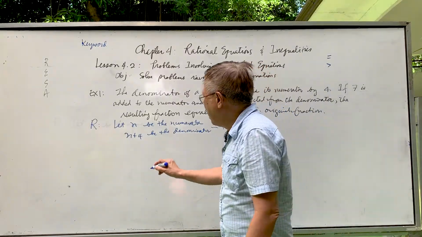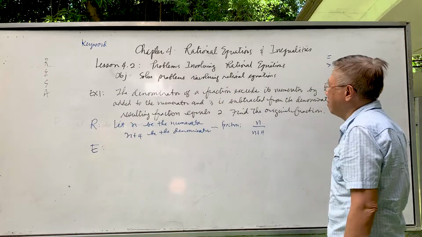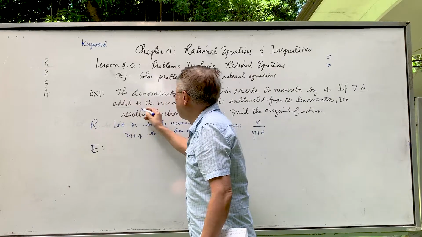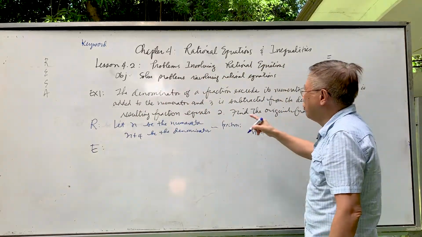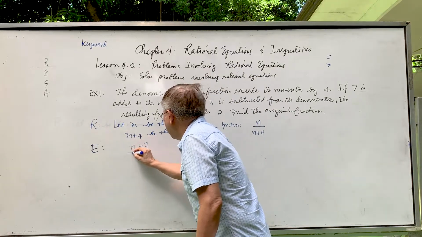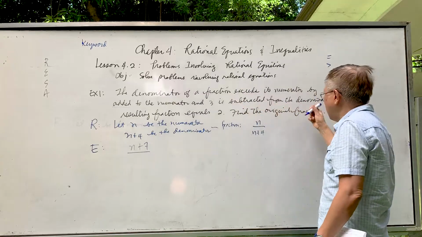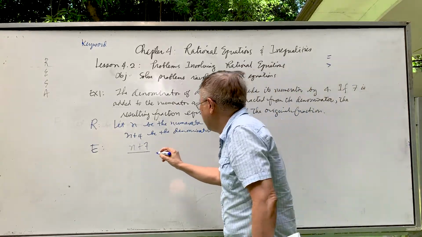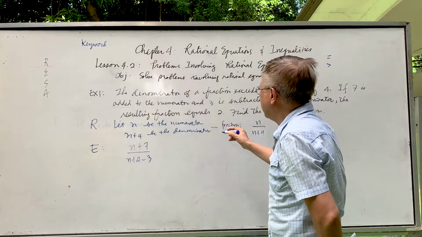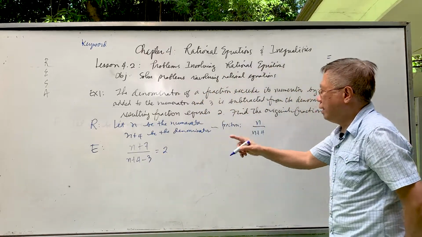Okay, now, what will now be our equation? How can we form the equation? It says here, if 7 is added, okay, added is a keyword, to the numerator. So we have here n plus 7, and what do we do with the denominator? 3 is subtracted from the denominator. So this is our denominator. So I get here n plus 4 minus 3. Then the resulting fraction equals 2. Okay. So this is my equation.